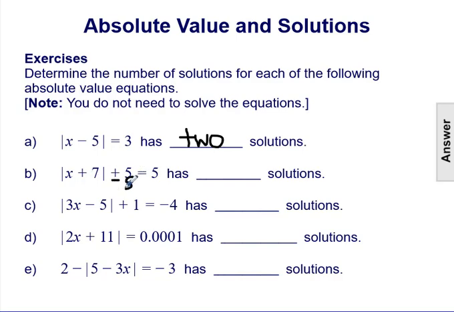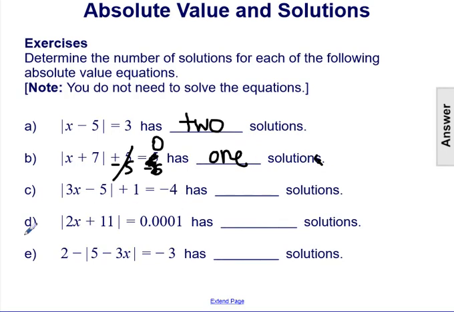We have to subtract 5. So then the absolute value of x plus 7 would be equal to 5 minus 5, which is 0. And when it's equal to 0, there is one solution. C, we have to get the absolute value alone first by subtracting 1. So now that cancels out, and we have the absolute value of 3x minus 5 is equal to negative 5. That's a negative number, so this equation has no solutions.